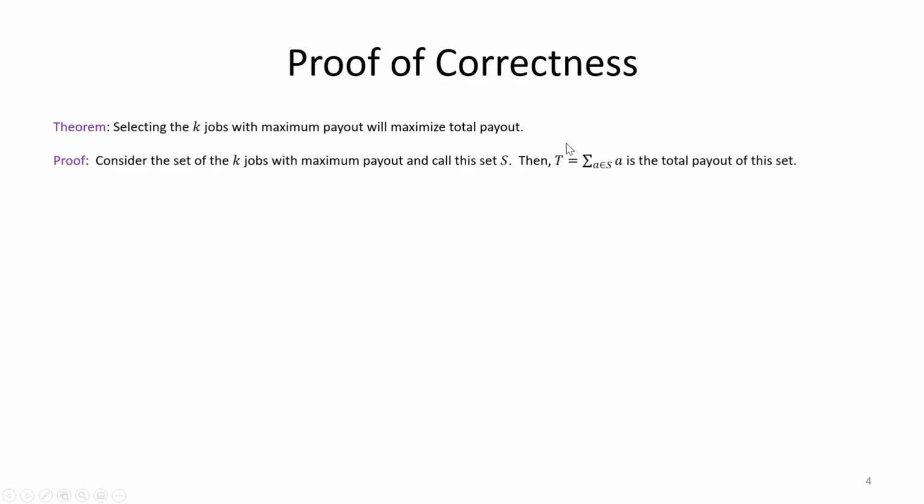In this case, what are the things we want to talk about? Well, we want to talk about our algorithm. And our algorithm returns this set of k jobs with the maximum payout. So I'm going to just start out and say, just think about those k jobs with the maximum payout. Let's give them a name. It's a set, so let's call it S for set. And this is our set of k jobs with maximum payout.